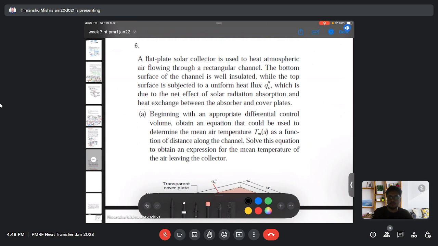A flat plate solar collector is used to heat atmospheric air flowing through a rectangular channel. The bottom surface of the channel is well insulated, while the top surface is subjected to a uniform heat flux, which is due to the net effect of solar radiation absorption and the heat exchange between absorber and the cover plate. Beginning with an appropriate differential control volume, obtain the equation that could be used to determine the mean air temperature as a function of distance. Solve this equation to obtain the expression for the mean temperature of the air leaving the collector.